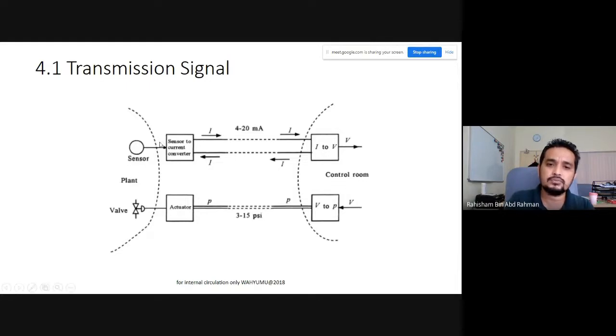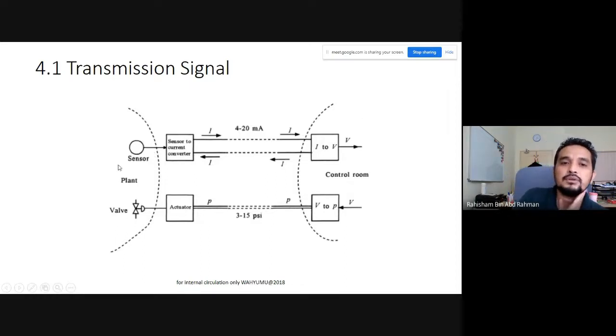This temperature needs to be converted into maybe current, maybe voltage. It depends on what we want, on the required input in the control room. As well as for the valve, we're going to transform the input parameter in terms of pressure, 3 to 15 PSI, into the voltage. And then how are we going to communicate to the valve? Again, we need to transform the voltage into the PSI.